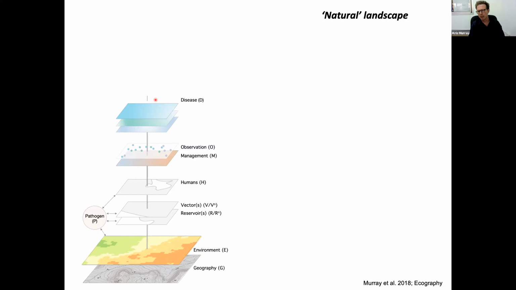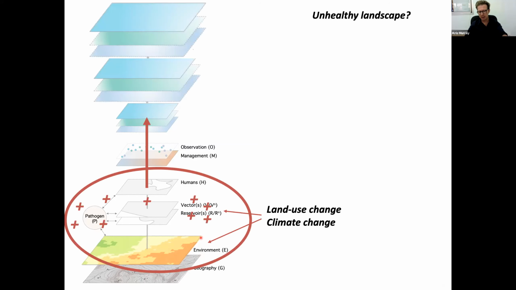This is what we might represent as a natural landscape, and the hypothesis around unhealthy or pathogenic landscapes is that we start to mess up some of these components in the system, in the environment layer in particular, through land use and climate change. That can change the number of reservoirs or vectors or their abundance. That can have impacts on the prevalence of the pathogen, and in some cases it also affects the way that humans are utilising the landscape. Combined, that makes this landscape more diseasey than it was previously.